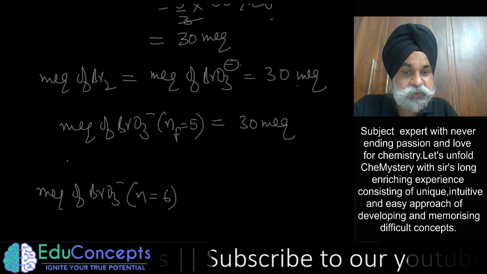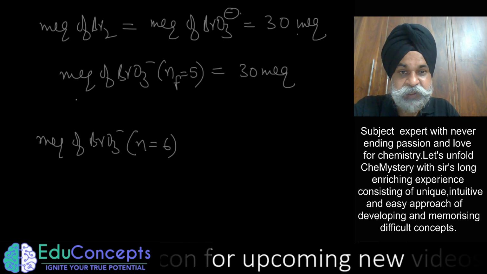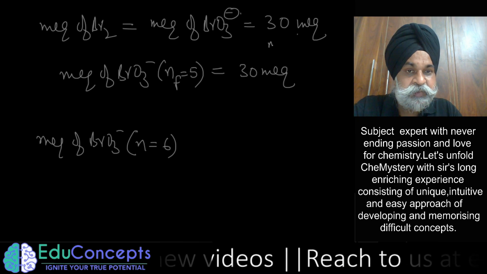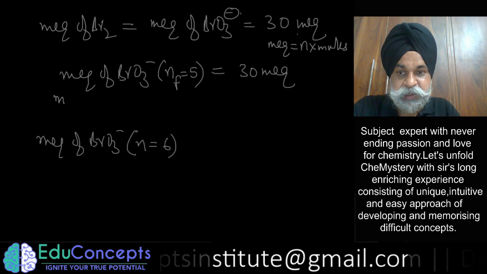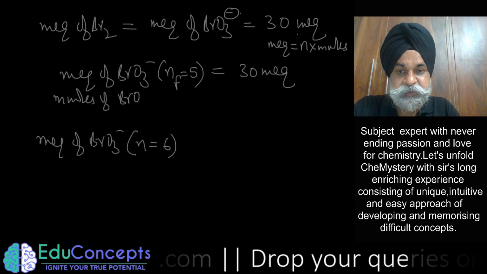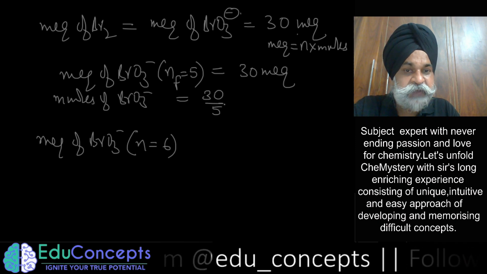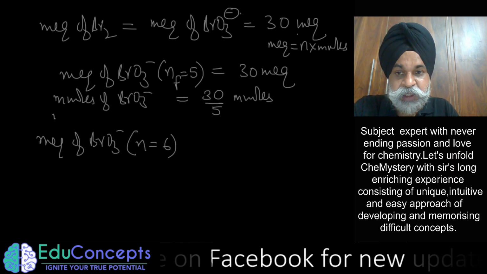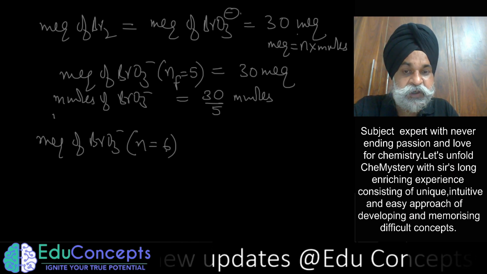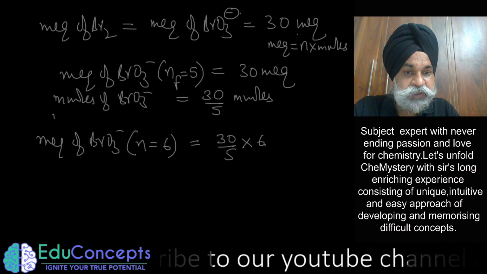So here first we can do this. Let me write it here. You know for sure that milliequivalents is equal to n factor into millimoles. तो हम क्या करते हैं, पहले इसके millimoles बना लेते हैं. Millimoles of BrO3 negative would be how much? 30 by 5, that is milliequivalents divided by n factor. This is the millimoles of BrO3 negative which is formed in the first reaction. Now the milliequivalents of BrO3 negative of n factor 6 I would want, so that would be equal to 30 upon 5 into 6. So how much is it?